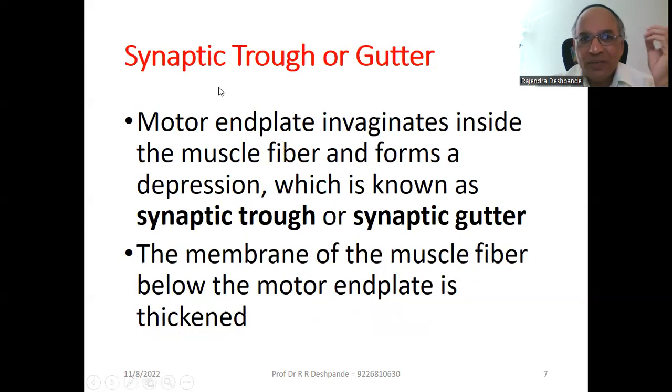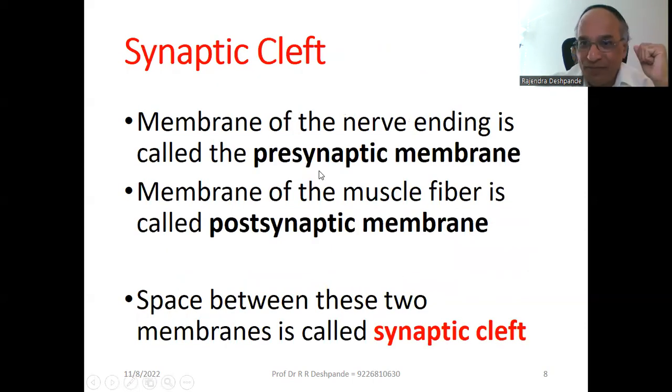Okay. Synaptic trough or gutter. The motor end plate invaginates inside the muscle fiber and forms a depression, like a pit, which is known as the synaptic gutter. The membrane of the muscle fiber below the motor end plate is thickened, a little bit thick. Synaptic cleft. These are all terminologies you must know. What is the synaptic gutter? What is the synaptic cleft? The synaptic trough or gutter is a depression.